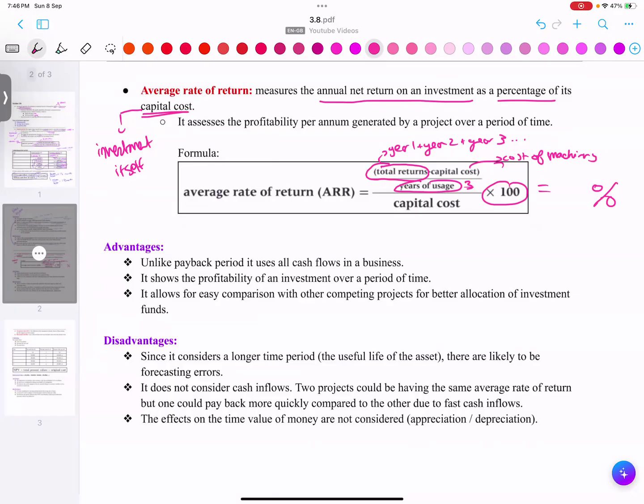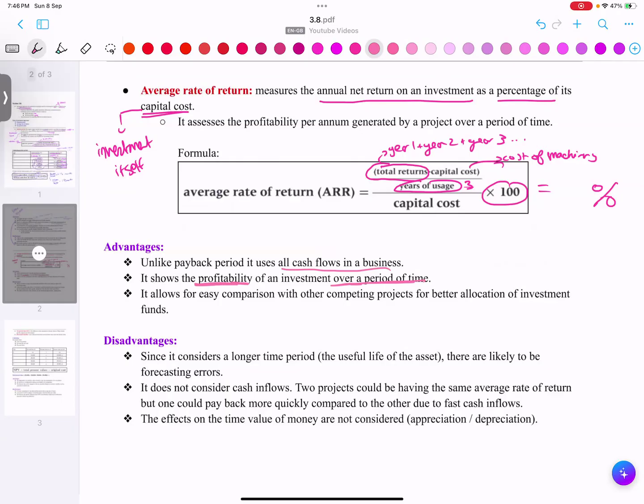So the advantages: unlike payback period, it uses all cash flows in the business. So it uses everything in the business. It shows the profitability of an investment over a period of time. It shows profitability because payback period doesn't. It allows for easy comparison with other competing projects for better allocation of investment funds.